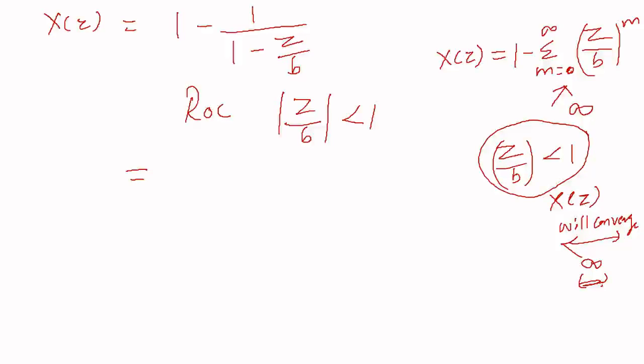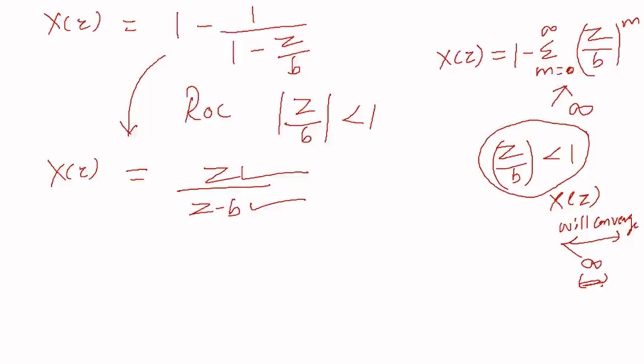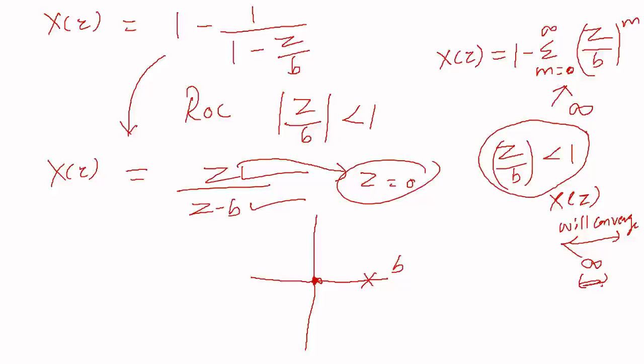So how can we write this equation further? X of z is equal to z by z minus b. I know the location of the poles and the zeros, right? So what is the next step? I have to draw the pole-zero plot. What is the location of the pole here? This one, this is b. What is the location of the zero here? This one, because denominator equal to 0 means z equal to 0. So this one.